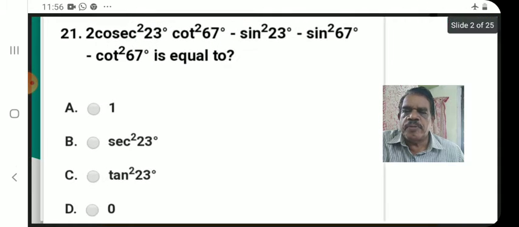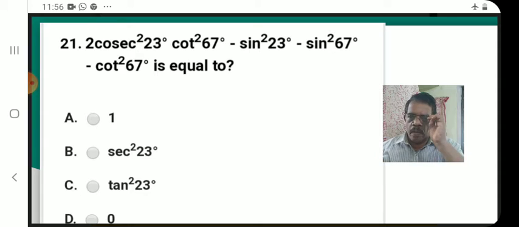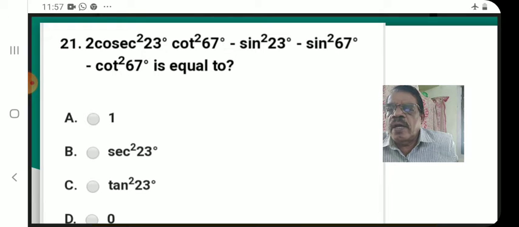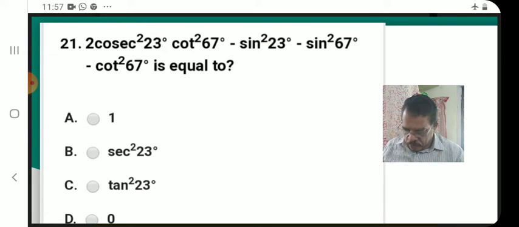These are some important problems. In most of the problems, you need not substitute values. By calculation, without writing the values, we can reduce the equations. Question number 1: 2 cosec square 23 degree into cot square 67 minus sin square 23 minus sin square 67 minus cot square 67 is equal to A 1, B sec square 23, C tan square 23 degree, D 0.